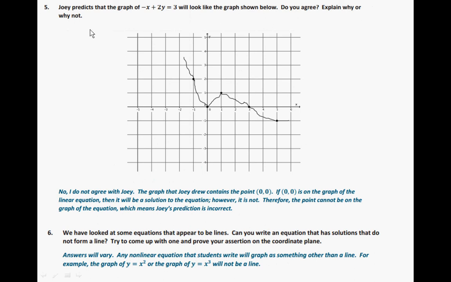All right, so for number 5, Joey predicts this will look like the graph shown below. Do you agree? You should say no. And for number 6, your answers will vary. Can you come up with a graph that would not be a line? In this case, your x or y would have to have an exponent as one of the variables.